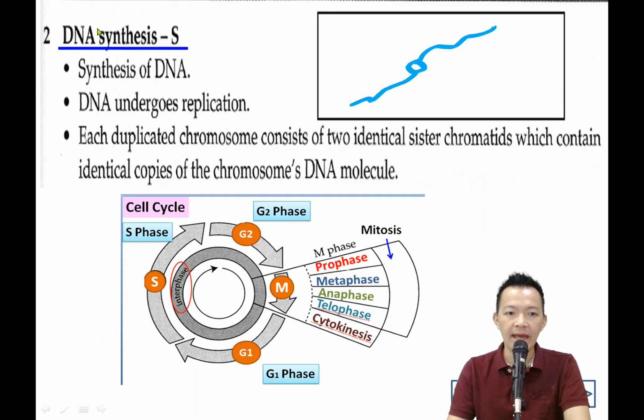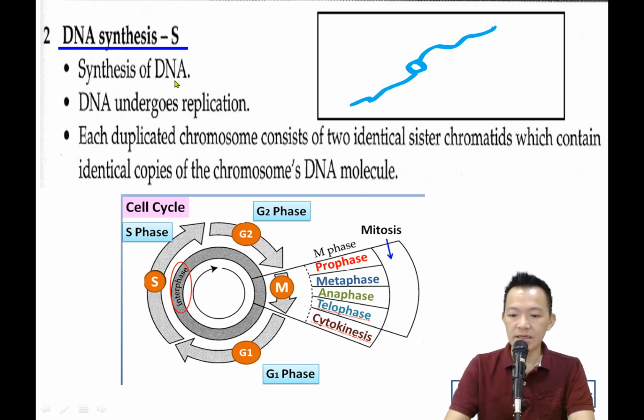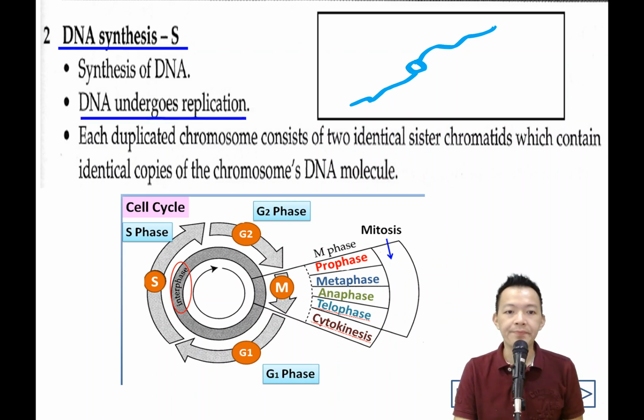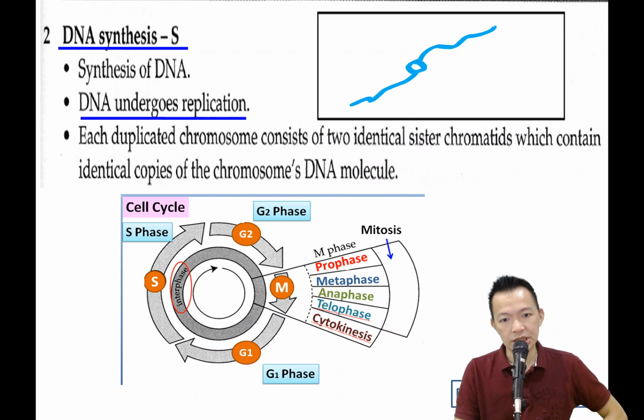Next, S phase. Second phase called S. What's meant by S phase? 什么意思呢？S means synthesis, 制造 DNA synthesis. Or we call S. S 就是制造新的 DNA. So synthesis of DNA. 它制造新的 DNA. And the DNA undergoes replication. 它的 DNA 复制自己。Highlight. So during the S phase, DNA undergoes replication. DNA 复制自己.